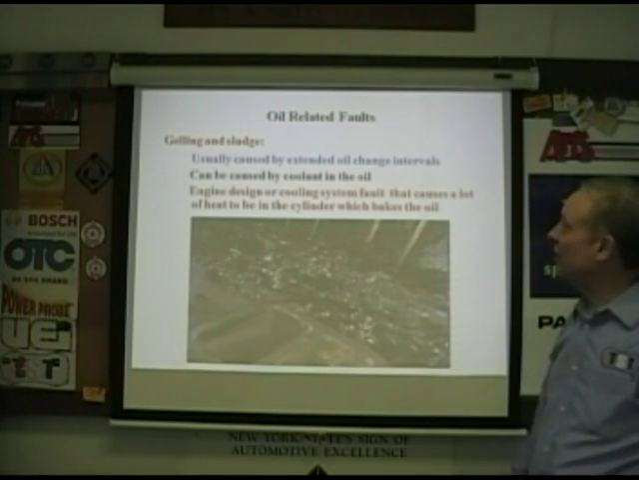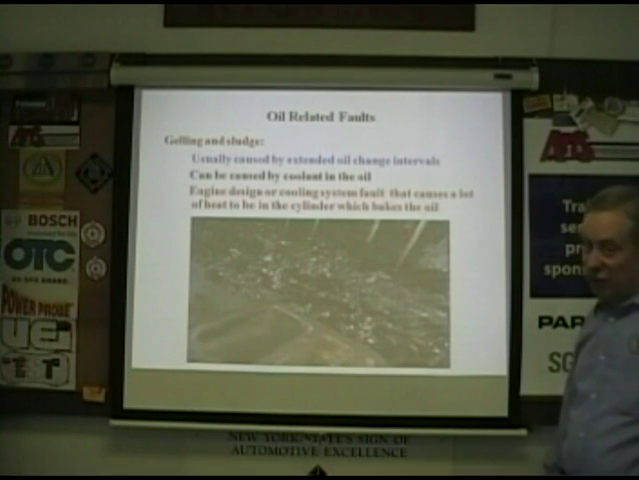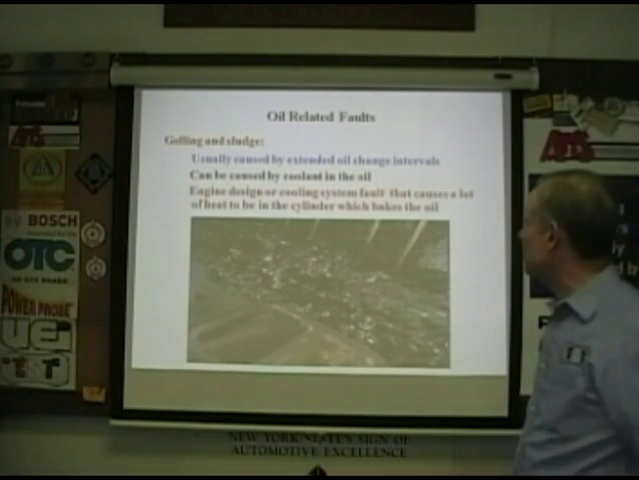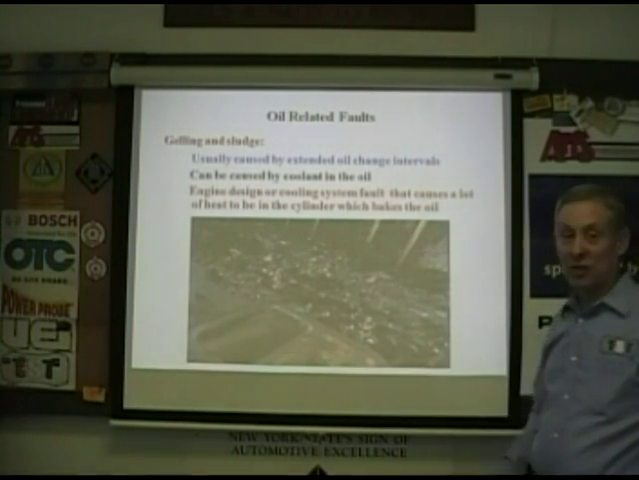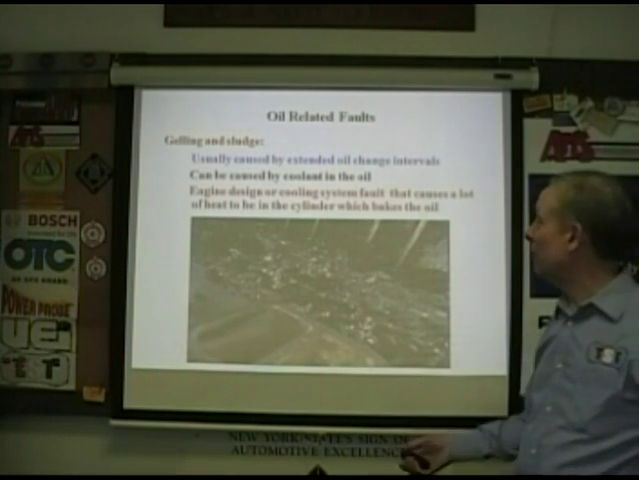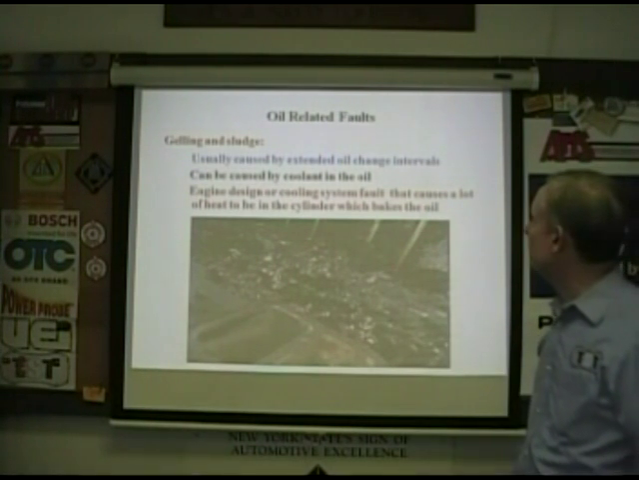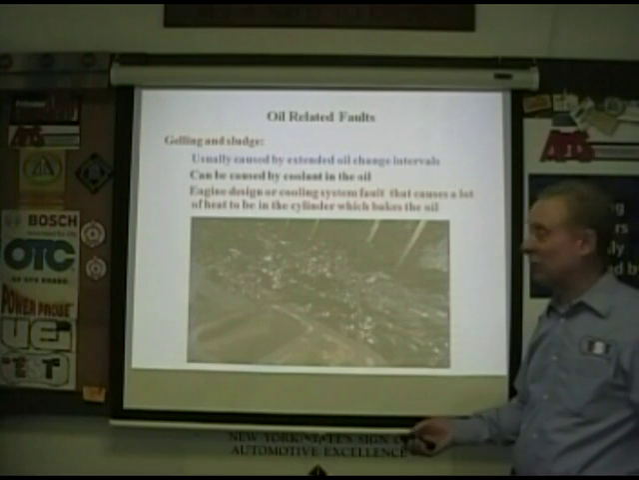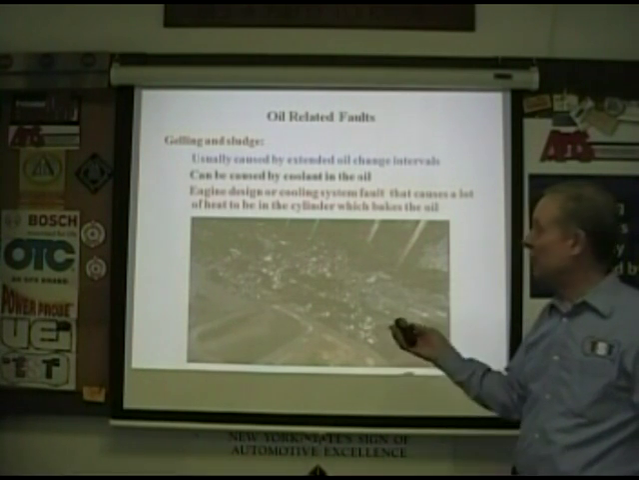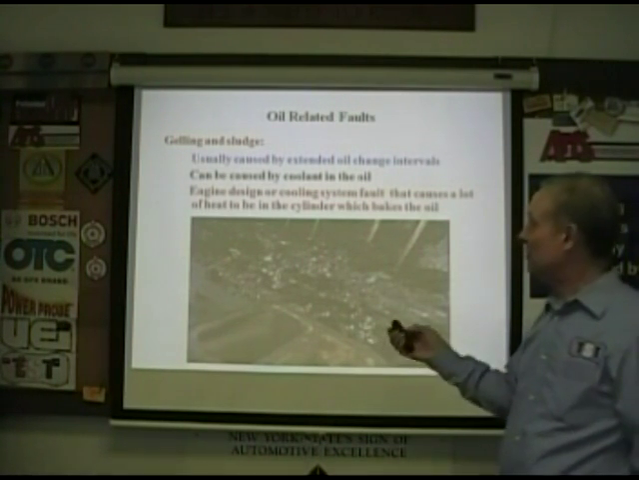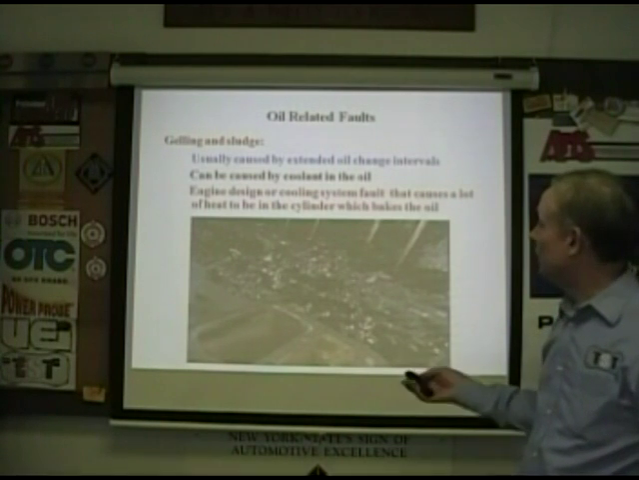Okay, oil-related faults, gelling and sludging. Usually caused by extended intervals, one of the many reasons I don't like to do this. Can be caused by coolant or other contaminants in the oil. Engine design or cooling system faults. Obviously, if it's overheating, you're going to have a much bigger tendency. If you have PCV problems, you're going to have a much bigger tendency to have gelling and sludging.